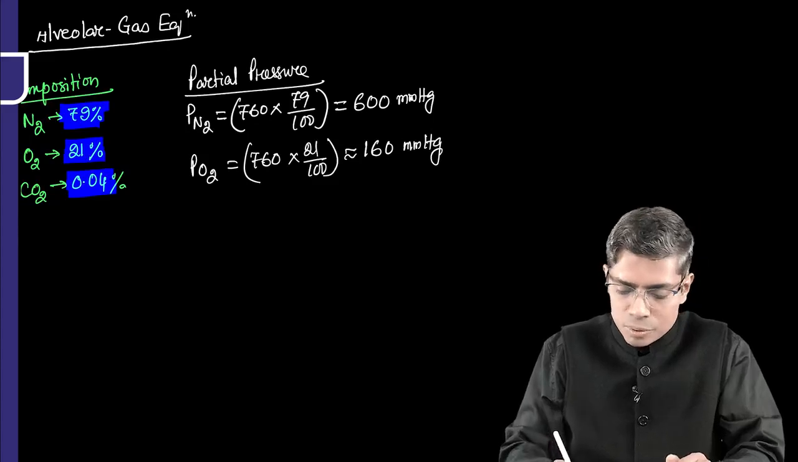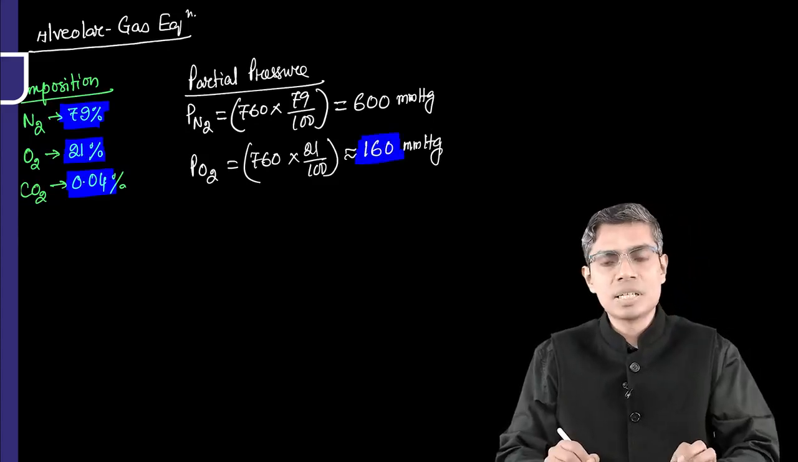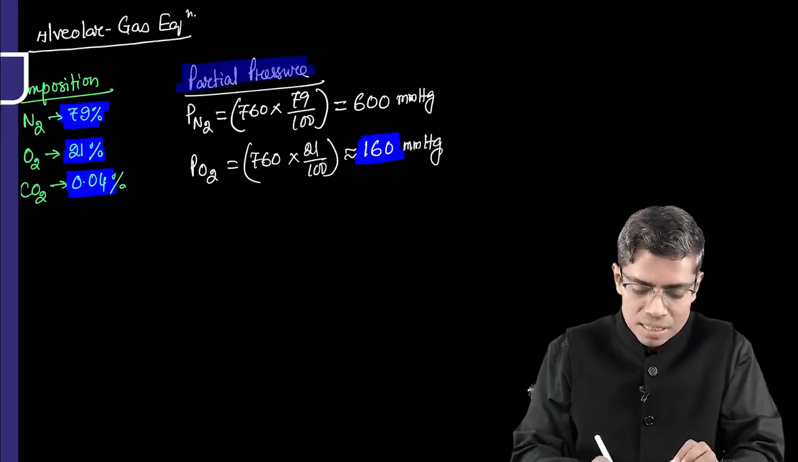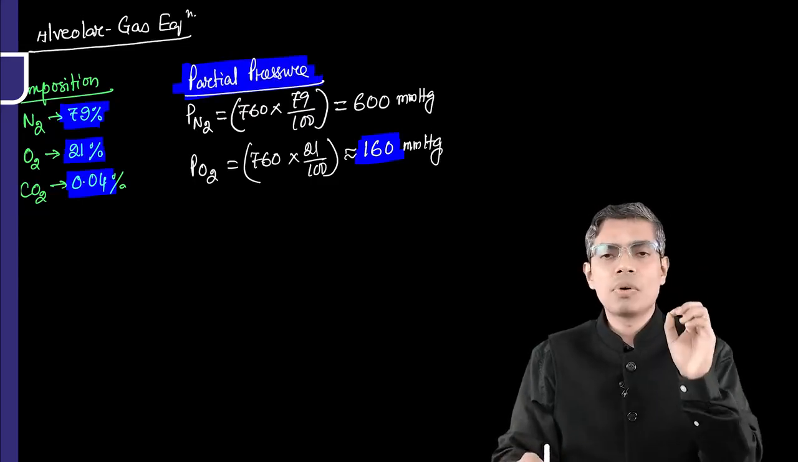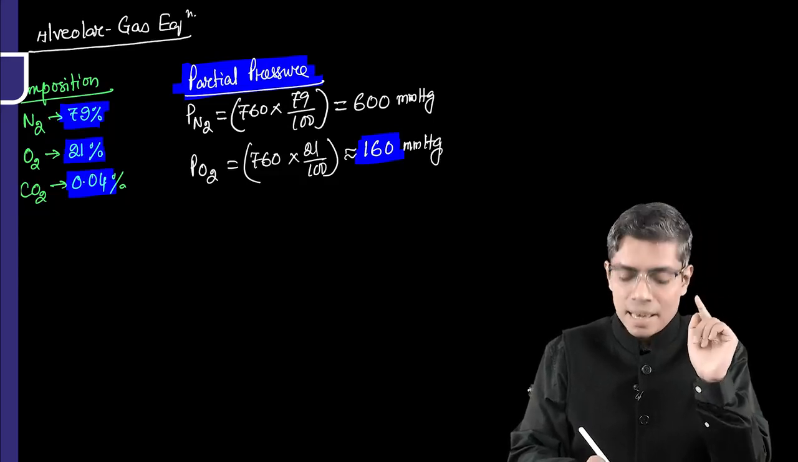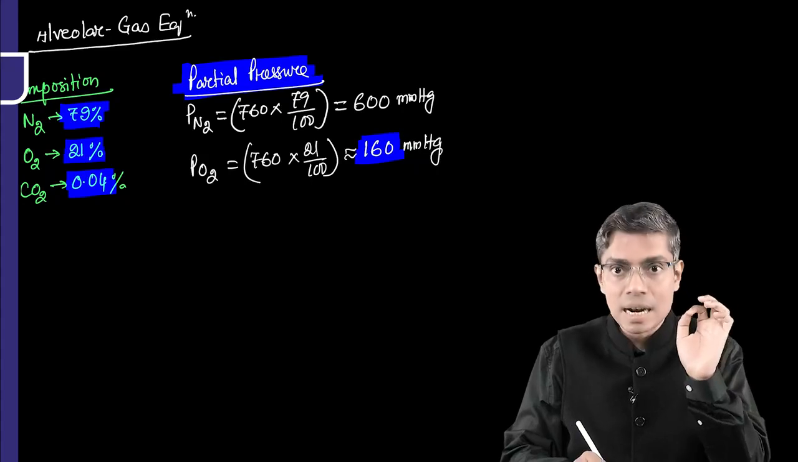This is an MCQ which has already been asked in the JIPMER examination, so please be careful. If the question is what is the partial pressure of oxygen at the level of the atmosphere, your answer is 160 millimeter of mercury, not 100. 100 is at the level of alveoli. Okay, I'll show you how to reach that level.